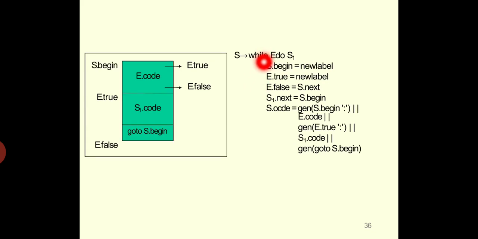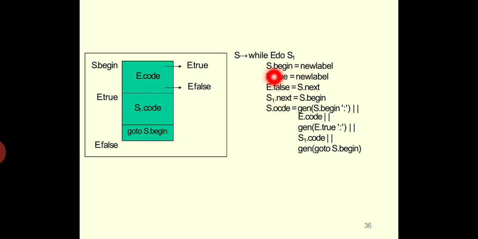For the while expression do S1, here also the E dot code will be evaluated. Then it will have two labels, E dot true and E dot false. E dot true will execute S1 dot code. E dot false means S dot next. After S1, what do you have to do? If it is true, you execute S1. Then, since it is a while loop, you have to check the expression again, so you have to go to S dot begin. Only if it is false can we jump to the statement after S.